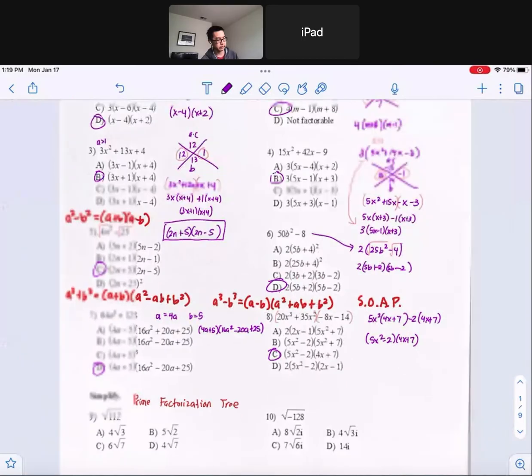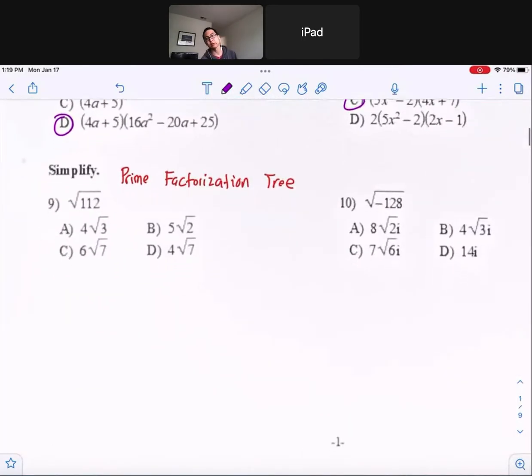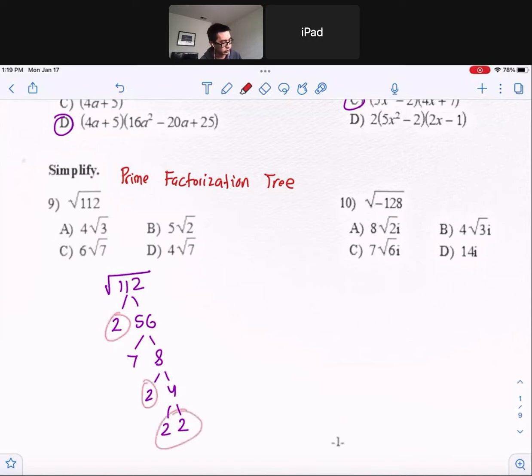Okay, so that's your guys' factoring unit. Now, to simplify square roots, you guys, you make your prime factorization tree. So what factors is 112? We could do 2 times 56. Factors of 56 is 7 times 8. Factors of 8, 2 times 4. Factors of 4, 2 times 2. 1 pair of 2s, 2 pairs of 2s, and a leftover of a 7. So we have 2, which represents the first pair of 2s, the next 2, which represents the other pair of 2s, and a square root of 7. 4 square root 7 would be your guys' final answer.